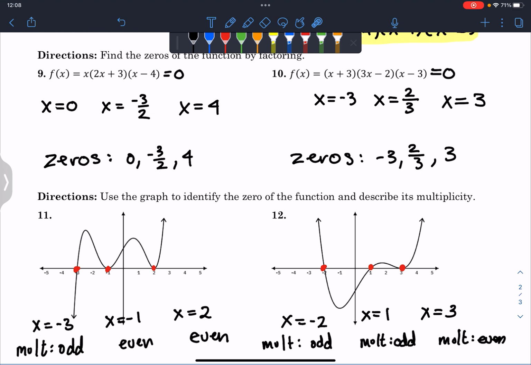So maybe these are going to be 1, 1, and this is 2, or it's going to be a little bit higher than that. But it has to be higher than 3 times. Sorry, 4. 1, 2, 3. There's 4 turning points. So it has to be a degree 4.